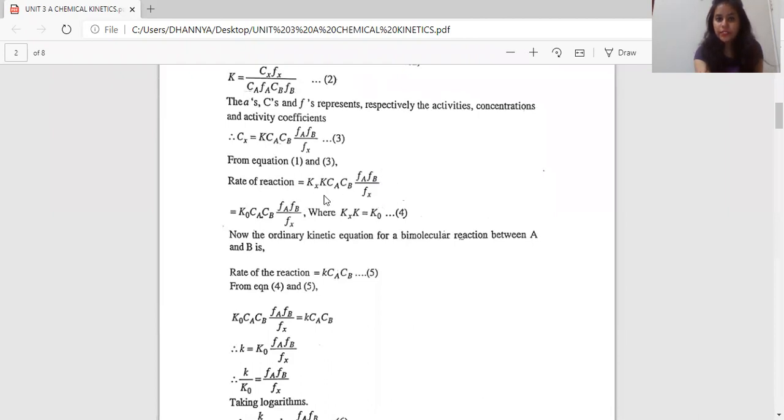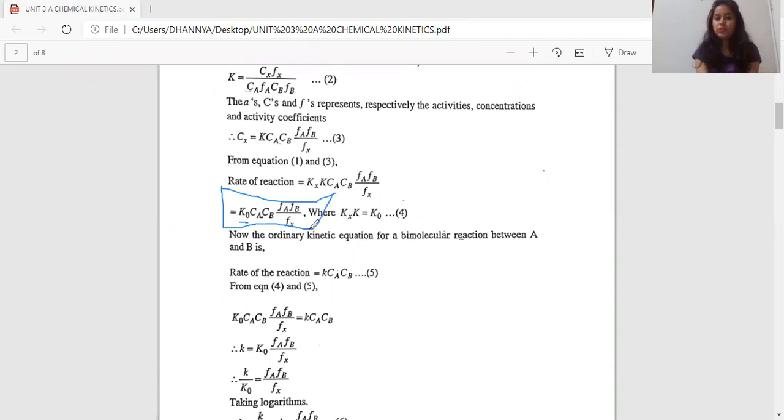Now we already have Kx into K, because two equilibrium constants are present. To simplify this equation, we consider Kx into K as K0, so that we do not confuse the equilibrium constants: K0, CA into CB, FA into FB upon FX. Now this is the rate of reaction for any reaction forming an activated complex.